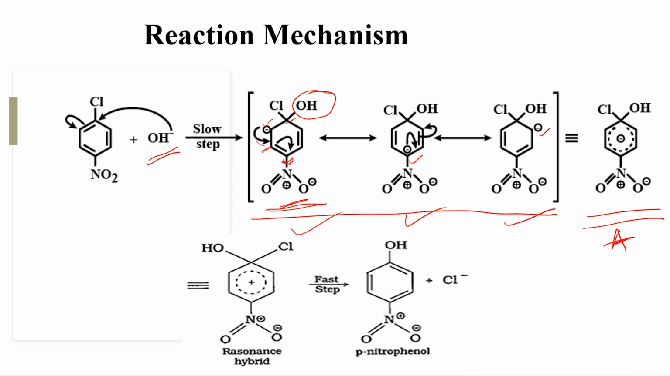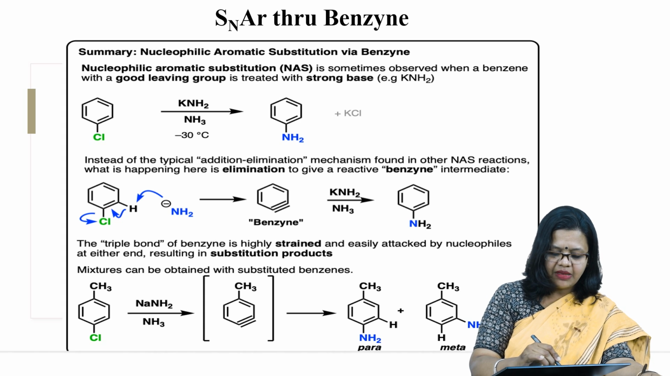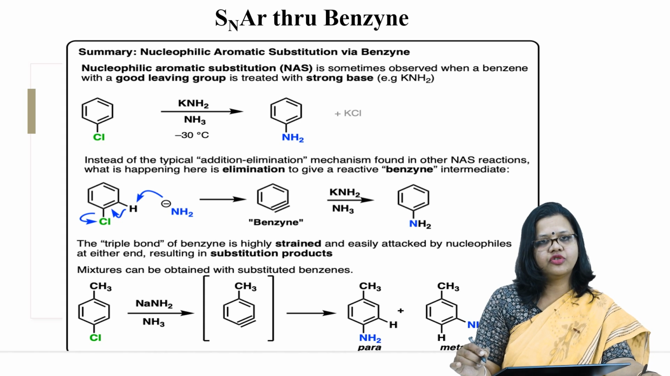Now, since the attack of the nucleophile is a slow, rate determining step, this is one of the major steps. After this comes the fast step, that is the removal of the chloride ion, which results in formation of para-nitrophenol.